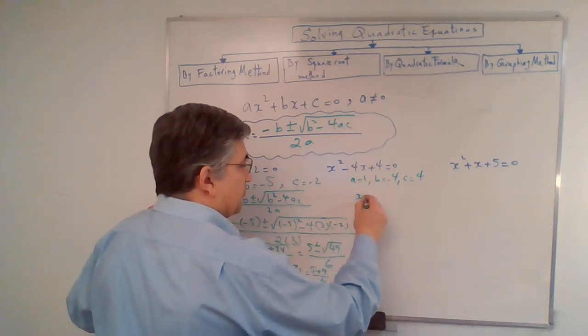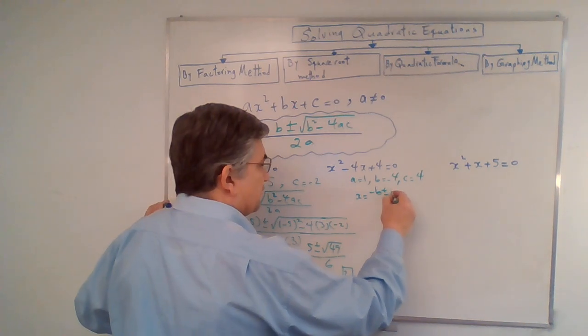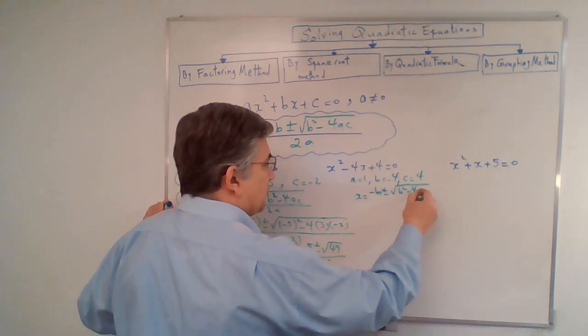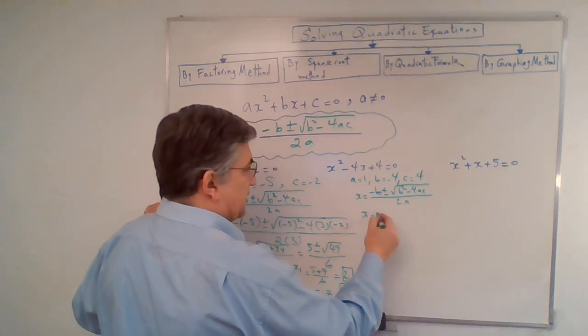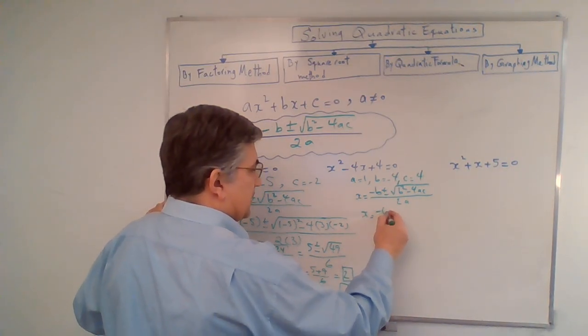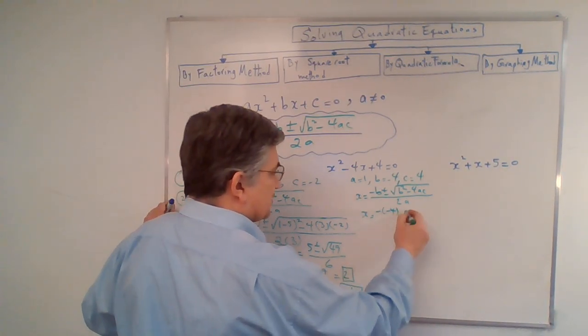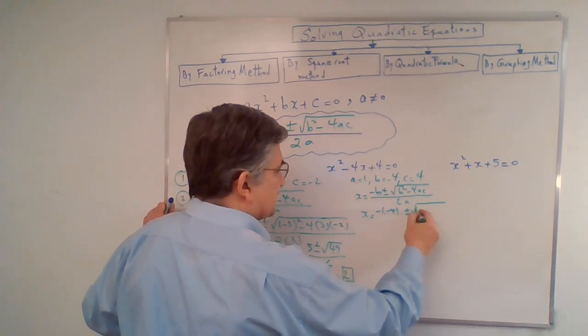Then I'm going to write the formula down. By writing the formula down, automatically I'm memorizing it. When you use the formula a lot, you automatically memorize it. So negative 4 is positive 4, plus minus negative 4.